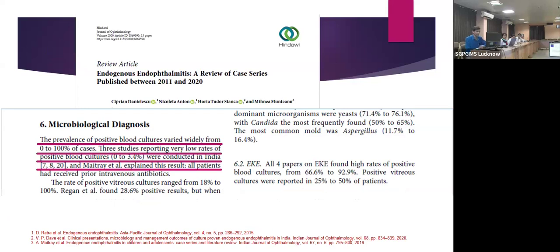All the studies report a very low rate of positive blood cultures in endogenous endophthalmitis. It is from 0 to 100%. Okay. And one explanation given is that all patients received prior intravenous antibiotics as prophylaxis. Antifungals and antibiotics are given as prophylaxis in almost all the hematological patients. You know, you are the person who institutes these treatments.